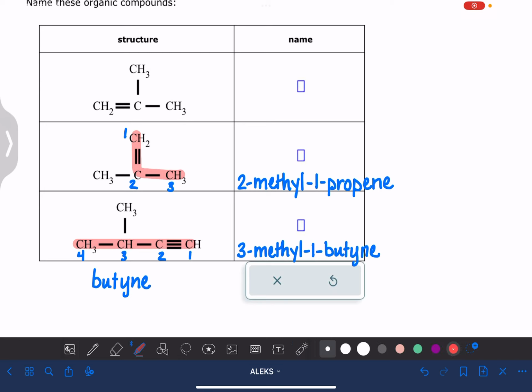And if you look carefully at the one up above it, look at what ALEKS has done for me. It has actually given me 2 of the exact same molecule in the same problem. This is also 2-methyl-1-propene.